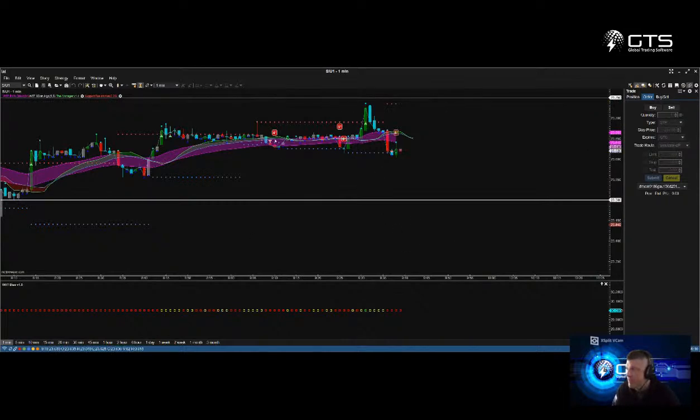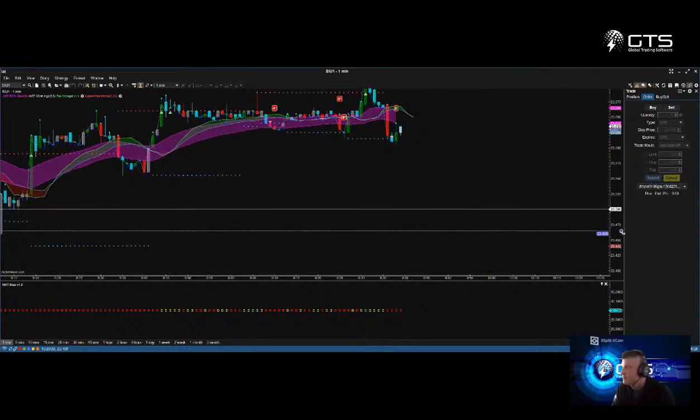But look at all these failed sell signals right here. Boom. And then another one, boom, rejected. Now we've got a 6-star sell on this one. Yeah, I see it right here. Boom. 6-star sell on it right there. Let's see what it does.